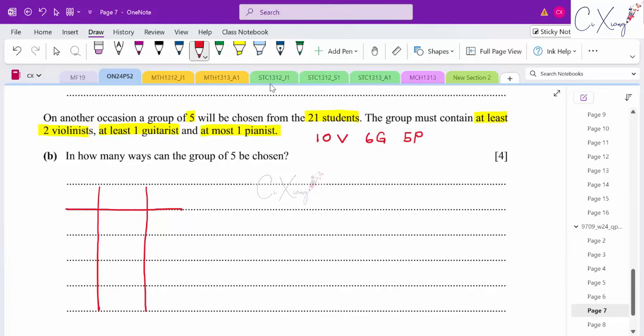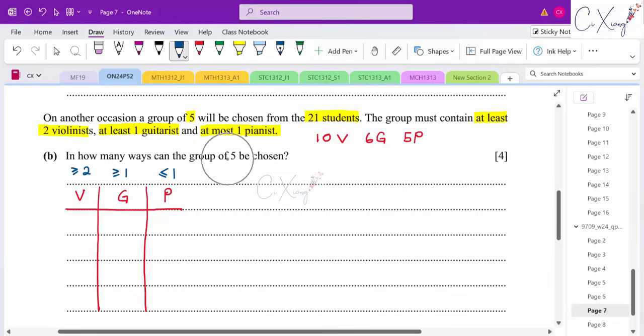Okay, so let's talk about the violinists, guitarists, and pianists. They already tell us that violinists should be at least 2, guitarists should be at least 1, and pianists should be at most 1, so smaller or equal to 1. So you have to list out the possible cases where we have 5 members and also fulfill all these conditions.